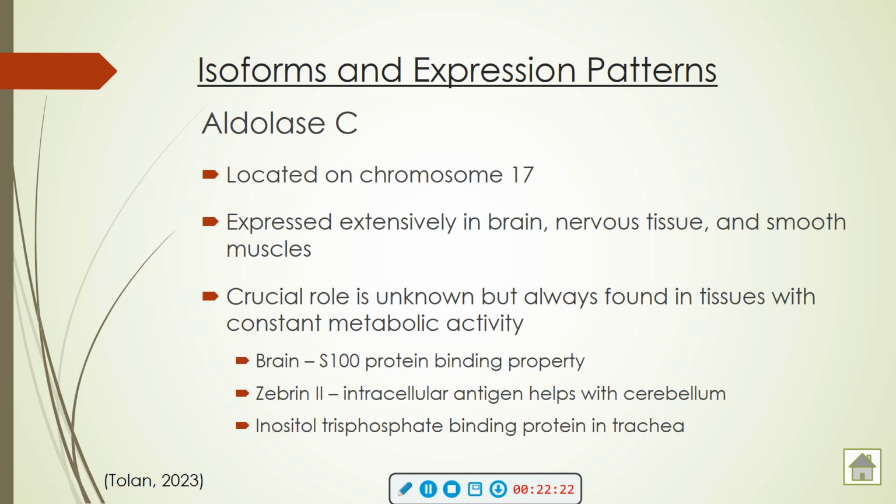We know that in the brain, it's a part of the S100 protein binding property. It's also been identified in the zebrin-2, which is an intracellular antigen that helps kind of organize the cerebellum. It is also identified in the inositol triphosphate binding protein that's in our trachea. So, and again, the trachea is another one of those smooth muscles.